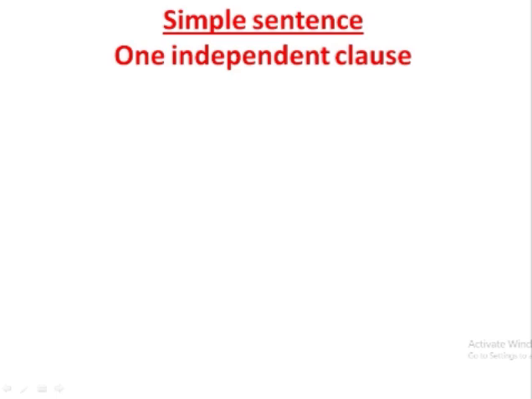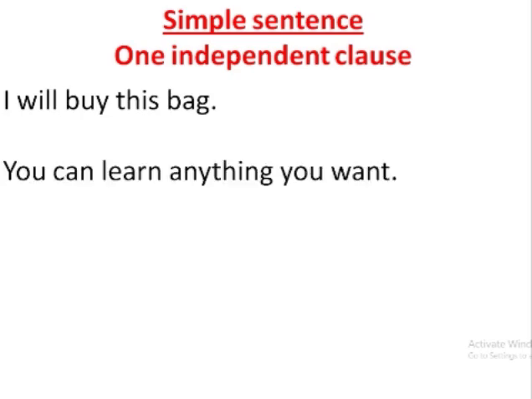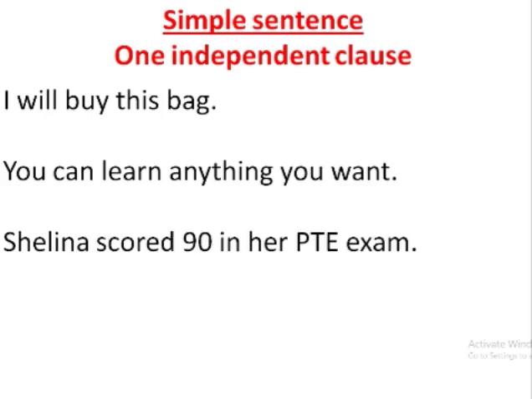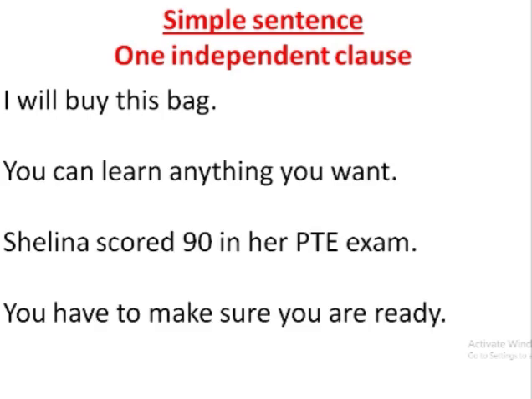It's a complete sentence. For example, I will buy this bag. This is a complete sentence. There is no need for any more information. You can learn anything you want. Shalina scored 90 in her PTE exam. You have to make sure you are ready. All these sentences are complete sentences and they are independent. So that's why they're called a simple sentence.